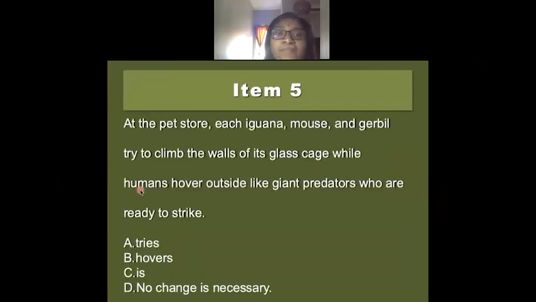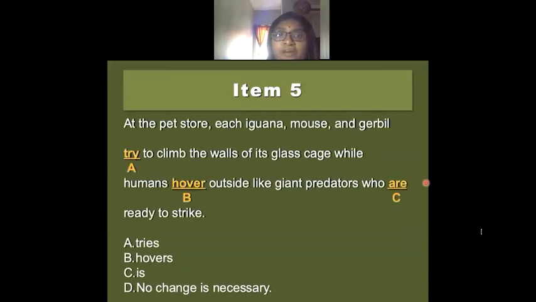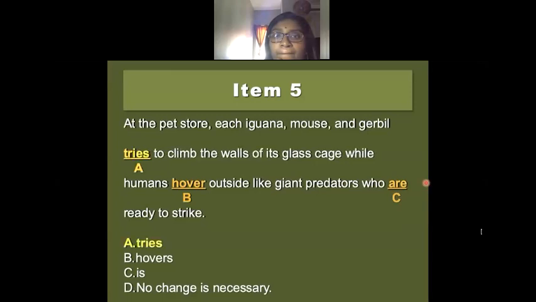So, at the pet store, each iguana, mouse, and gerbil try to climb the walls of its glass cage, while humans hover outside like giant predators who are ready to strike. A. Try. A, very good, because we have the word each.